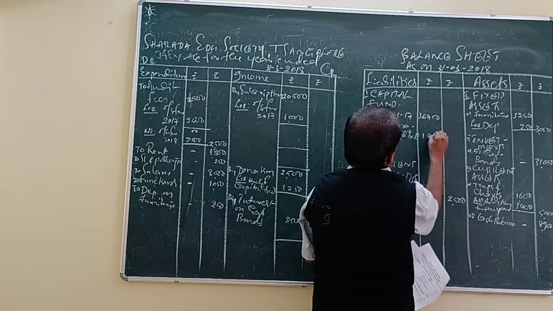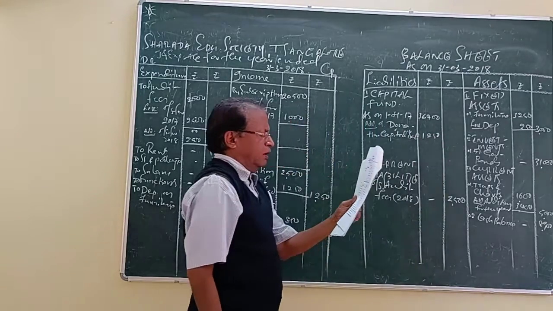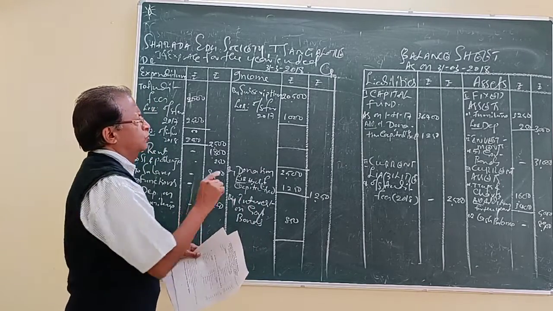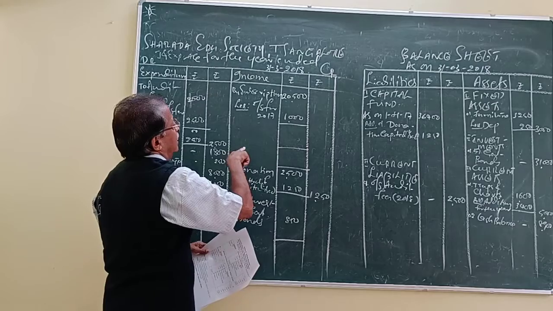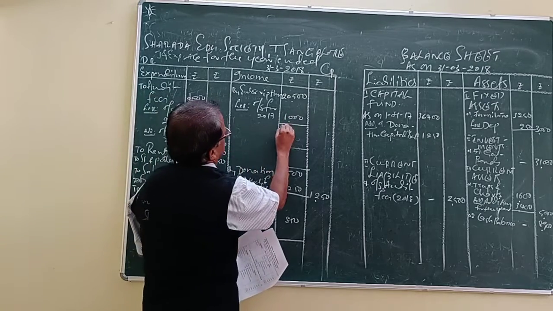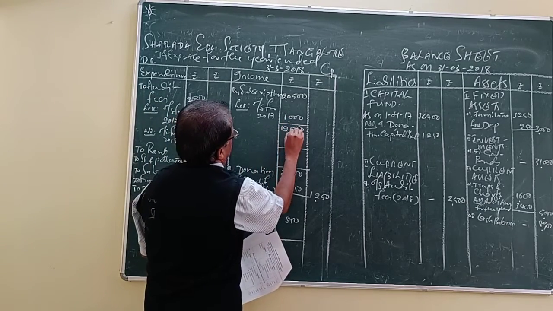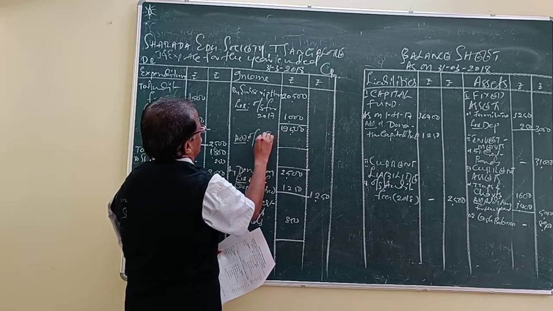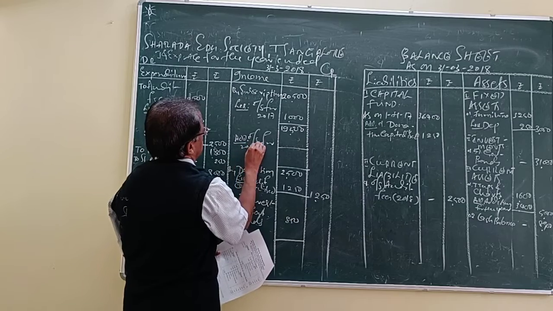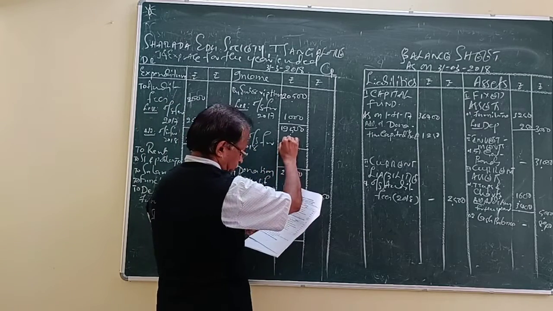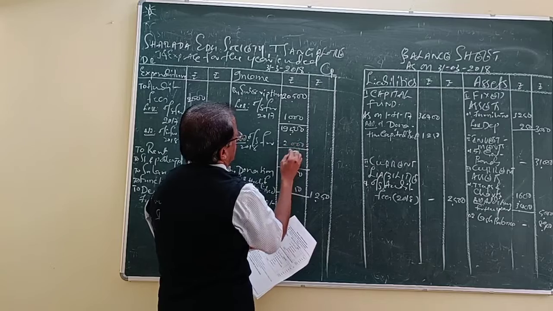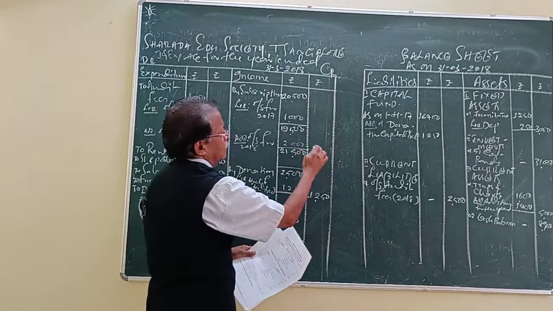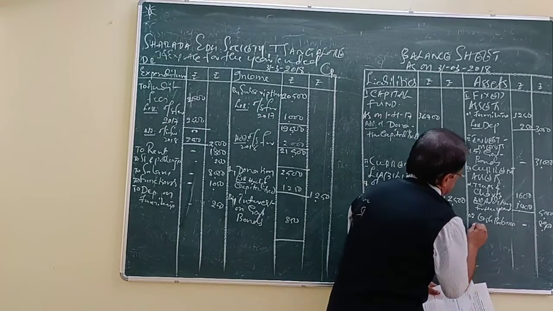How much? 1,250. Outstanding subscription 2,000. It belongs to the current year. Should be shown in the income and expenditure account as addition to the subscription. This difference is 19,500. Next, add outstanding for 2018. How much? 2,000. Then total is 21,500. This 2,000 will be shown once again in the balance sheet at the asset side.